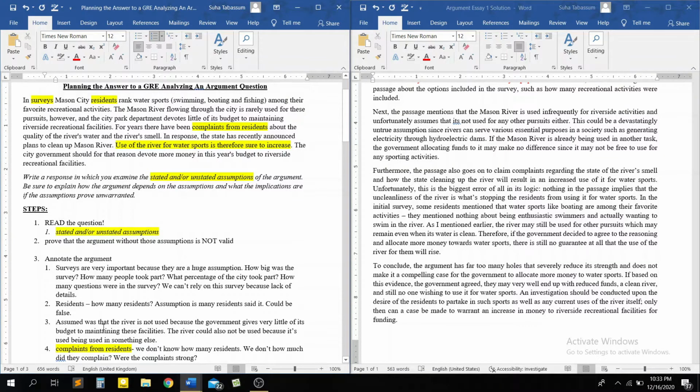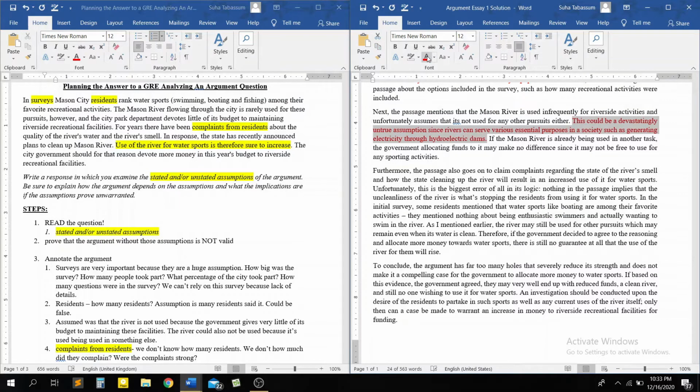The assumption that the river was not used because the government gives very little of its budget to maintain facilities. Basically, the passage said that the river was not used for riverside sports like boating and fishing. And they failed to mention whether the river was currently used by something else. So, for example, if the river is not used for swimming, it could be because the river is being used to generate electricity. This is an example that I included here.